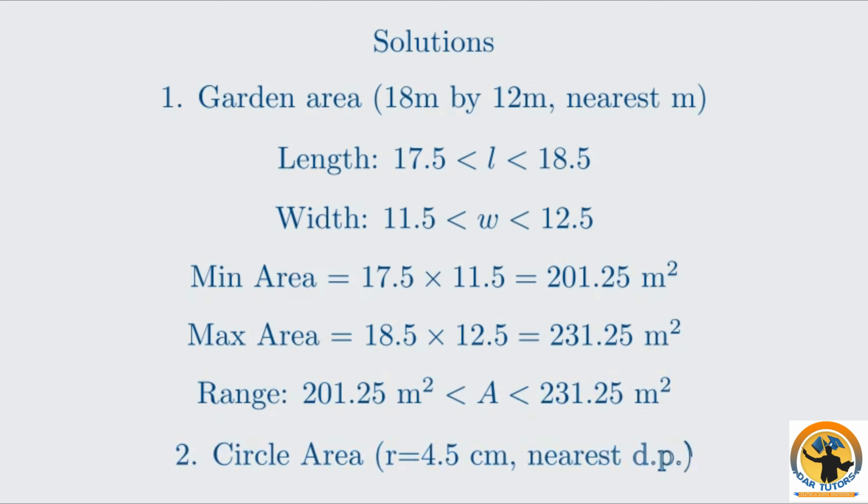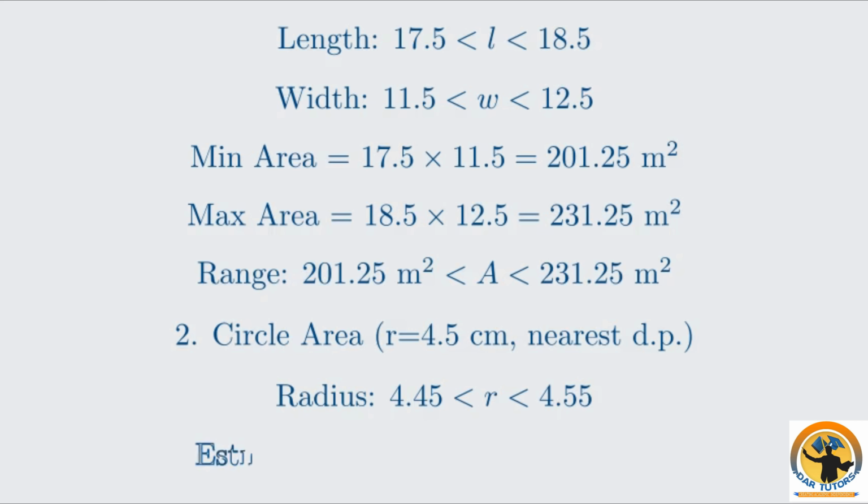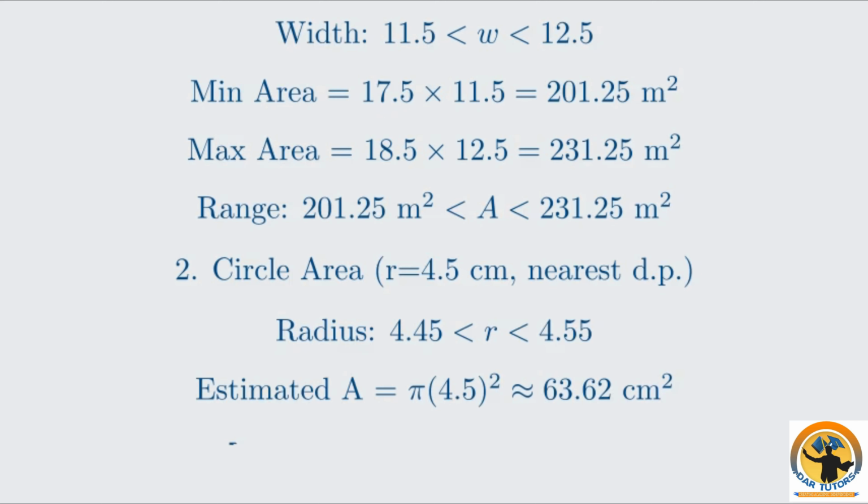Question 2 deals with the circle's area. The radius is 4.5 centimeters. This gives a range of 4.45 to 4.55 centimeters. The estimated area is pi times 4.5 squared, which is about 63.62 square centimeters. To find the maximum percentage error, we need the minimum and maximum possible areas.